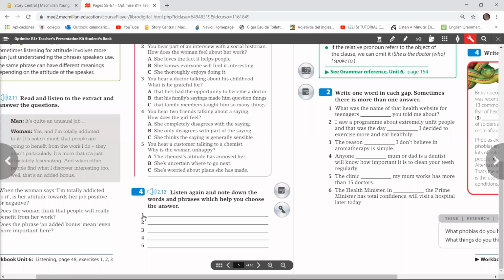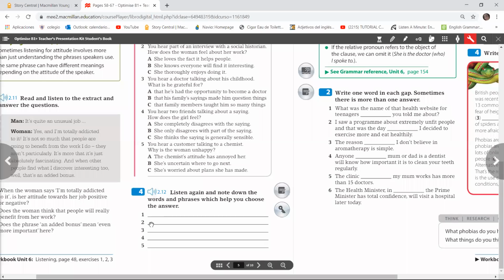Bueno, en la número 1, ¿alguien captó por qué fue la respuesta? You share. Help me, please. I found out. Okay. Are you agreed, guys? Yes. Okay, thank you. The number 2.